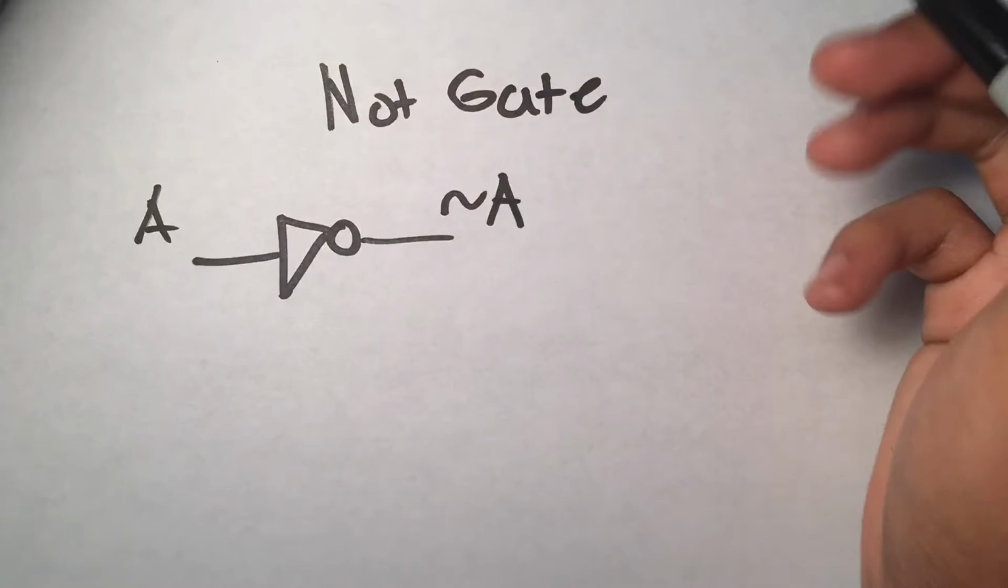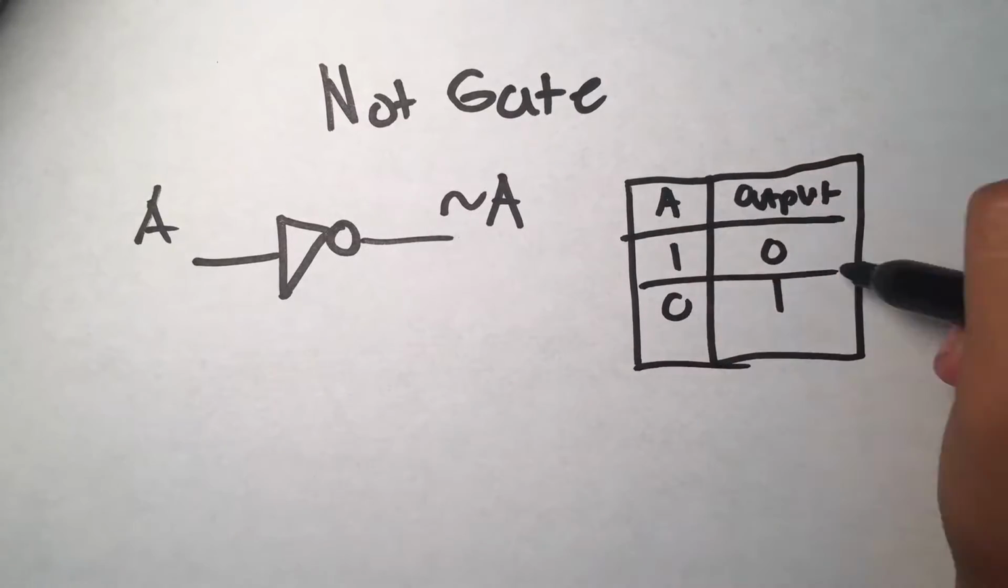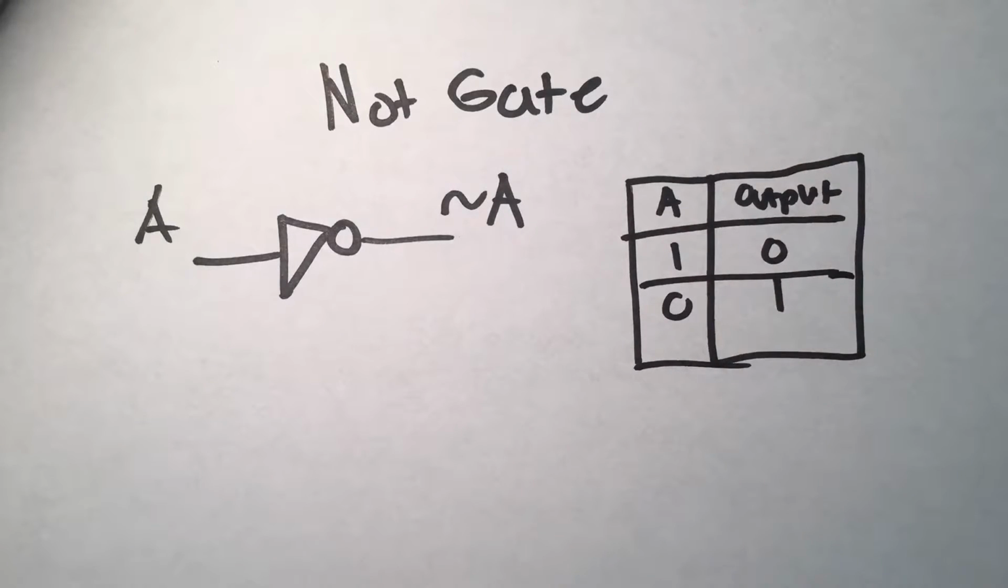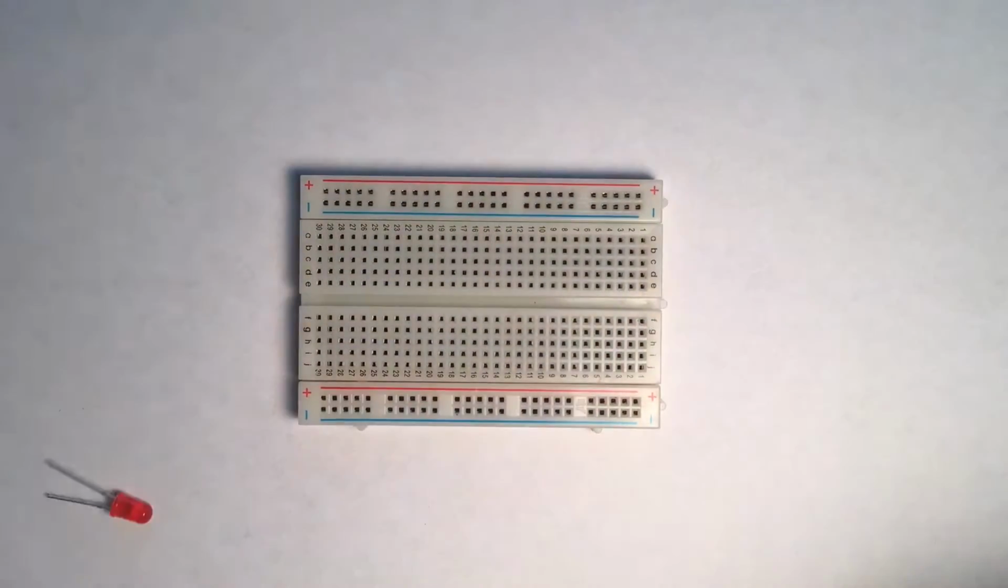The NOT gate has an inverting effect on the on or off position. This table shows that if A is on, there's no power, but if it's off, current can flow. Here's how it looks on the board.